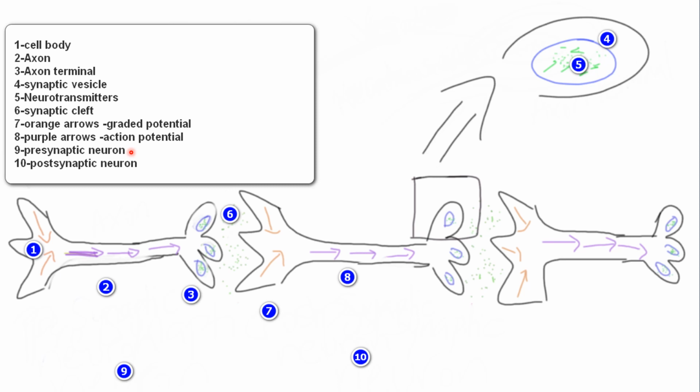Now, the neurons found before the synaptic cleft, we refer to these neurons as the presynaptic neurons. Pre meaning before. Or you can think of it in another way. Instead of thinking of the presynaptic neurons as the neurons before that synaptic cleft, you can think of them as the neurons sending the message towards the synaptic cleft. The postsynaptic neuron, you can think of it in two ways. Post meaning after, so they are after that synaptic cleft, or you can think of them as the ones taking the message away from the synaptic cleft.